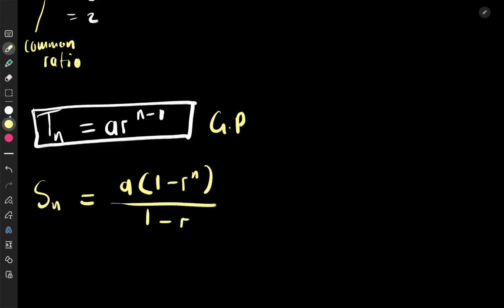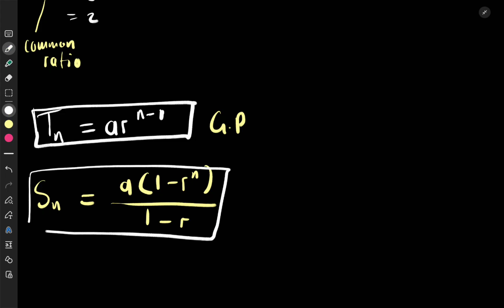So it will be A multiplying 1 minus R to the power of n. When you say 1 minus, the value you put first is going to be the bigger one. So if we are saying 1 minus R, then 1 is going to be bigger than R. If we say 1 minus R, it means 1 is the bigger one, because we don't want to get a negative value there. So this would mean that R is less than 1. This is what you do when R is less than 1.